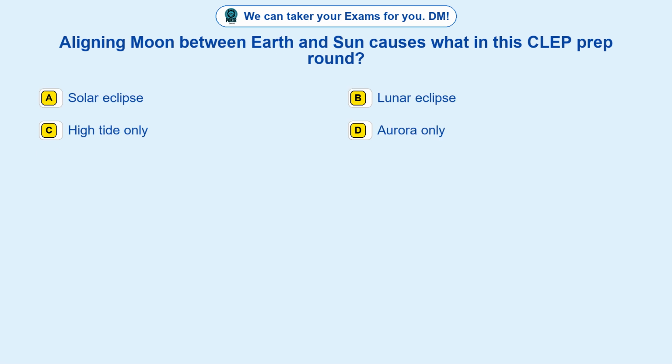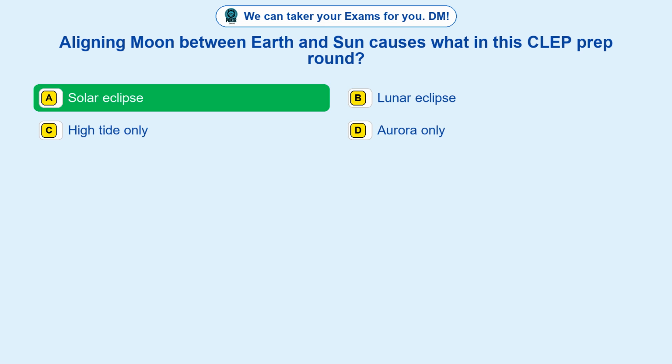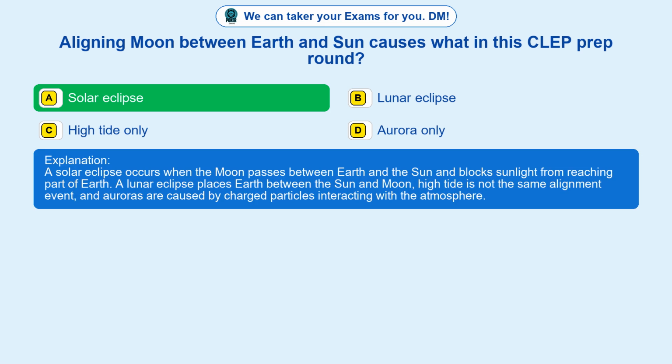Question 92. Aligning moon between Earth and Sun causes what in the CLEP prep round? Option A, solar eclipse. Option B, lunar eclipse. Option C, high tide only. Option D, aurora only. The correct answer is option A. Solar eclipse. A solar eclipse occurs when the moon passes between Earth and the Sun and blocks sunlight from reaching part of Earth. A lunar eclipse places Earth between the Sun and Moon. High tide is not the same alignment event, and auroras are caused by charged particles interacting with the atmosphere.